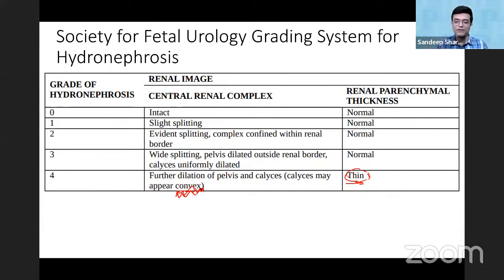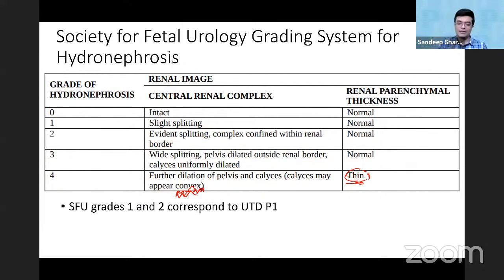Nobody is going to give you an ultrasound image and ask you to tell the grade. These wordings will be mentioned in the MCQ exam. You are supposed to remember that if this is mentioned, which grade is it? That is all you are going to get. And the more likely thing they are going to ask you is, if this is the SFU grade, what does it correspond to in the UTD system?